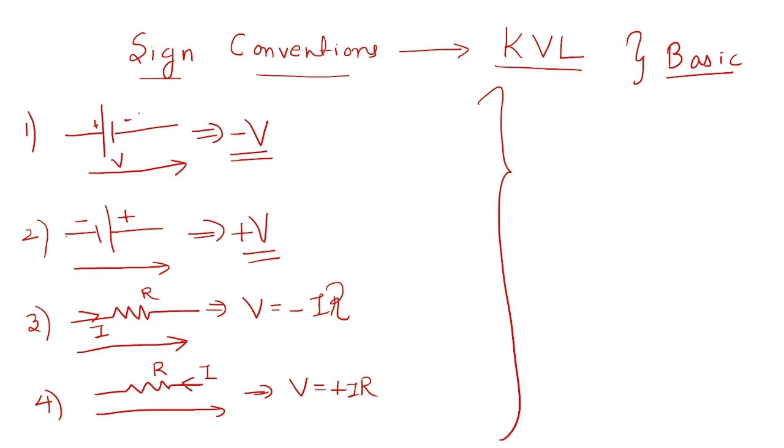So if you have a voltage source over here and you're moving from the positive towards the negative, the voltage drop is minus V. Similarly, if you're moving from negative to positive, it is plus V. If you're moving in the same direction of current, V is minus of I into R. And if you're moving in the opposite direction of the current, if you see over here, the direction is opposite, right? The current is this way, I am moving this way. It is plus I into R. So this is the basic understanding about sign conventions.